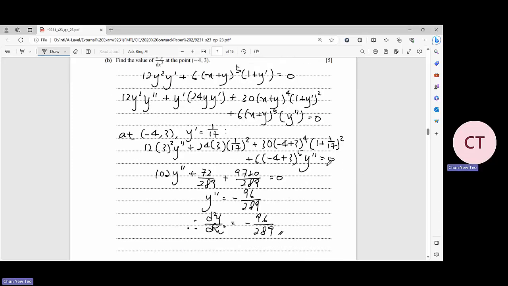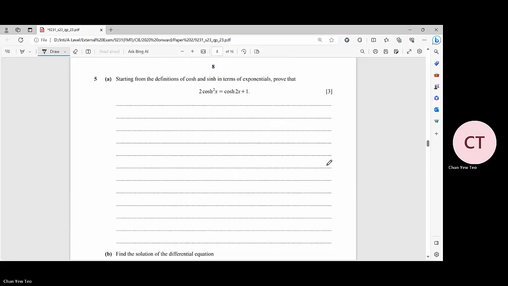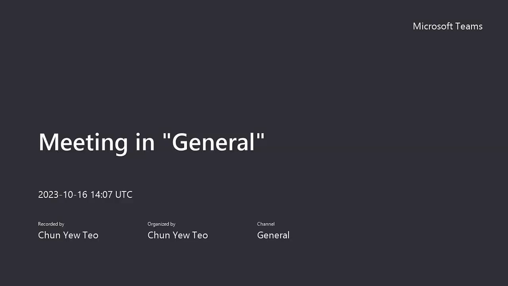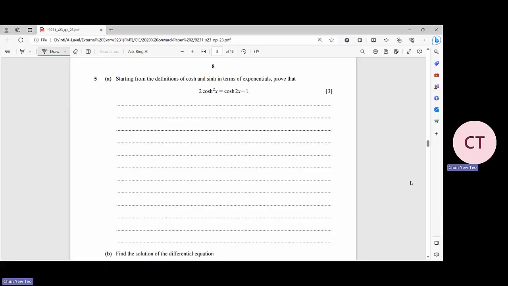Now we move on. Now we look at question number 5a. This one is a hyperbolic function, Chapter 1. Starting from the definitions of cosh and sinh in terms of exponential, prove that 2 cosh square x is equal to cosh 2x plus 1.